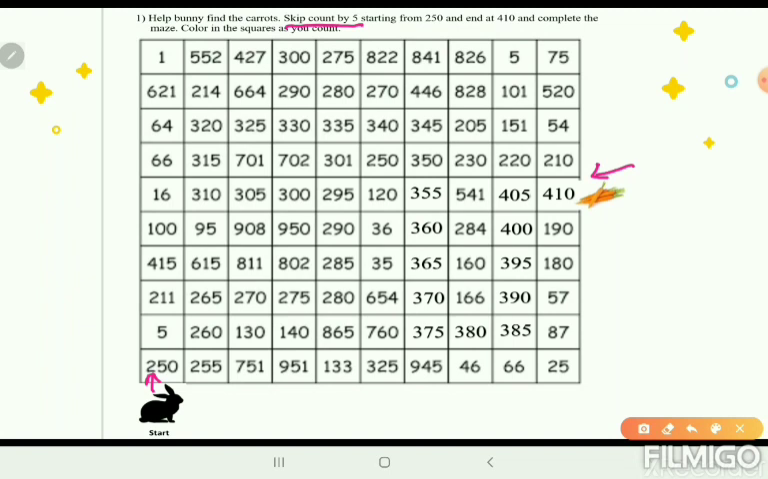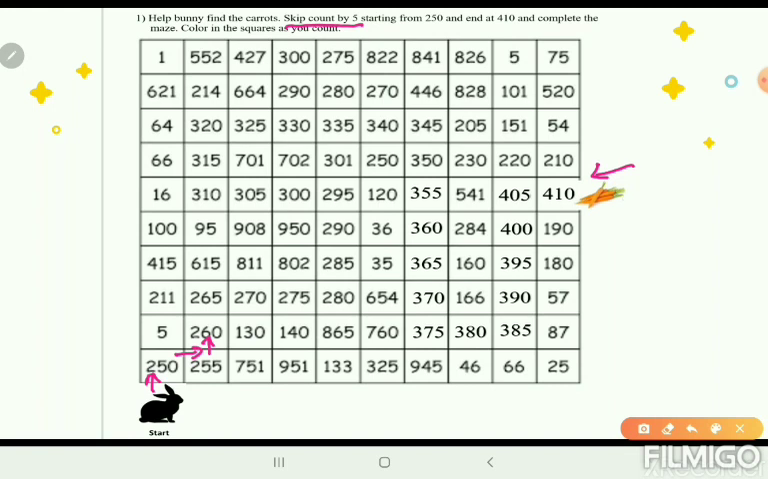You all know how to play a maze very well. The only thing is you are going to skip count and find the number from 250 where it will go. When you skip count by 5, 250 you will skip count 5 and it will become 255. So after 250 it will go to 255. Then you find the next number, that is 260, and like this you find a way for the bunny to reach the carrot.